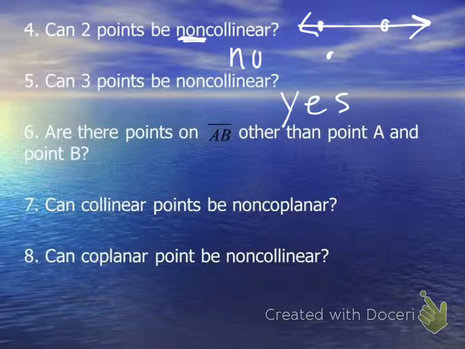The next one, we have a line segment A, B. The question is, is it possible to have another point in between A and B? Yes. I just showed you. You could put a C in there, you could put a D in there. There's a bunch of points. A and B don't have to be the only points on the segment. They're just the end points of the segment. So this is a yes.